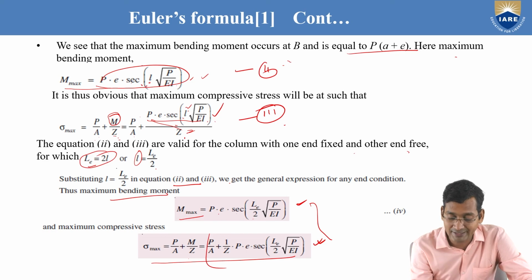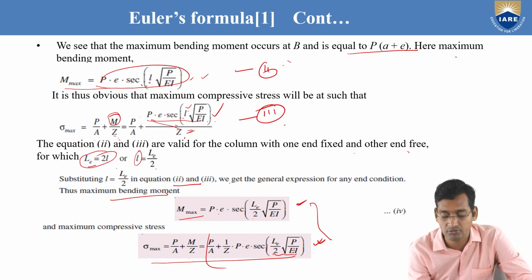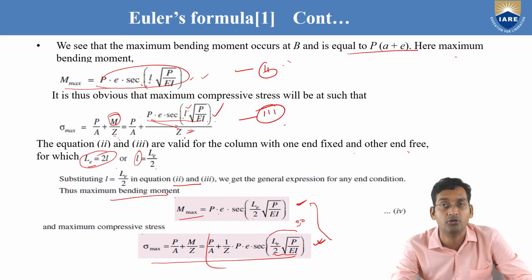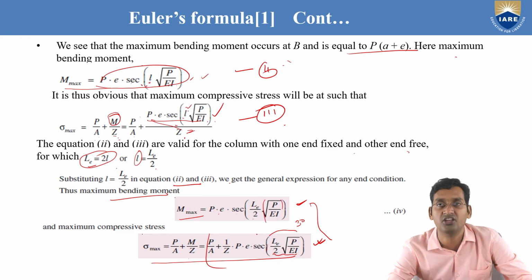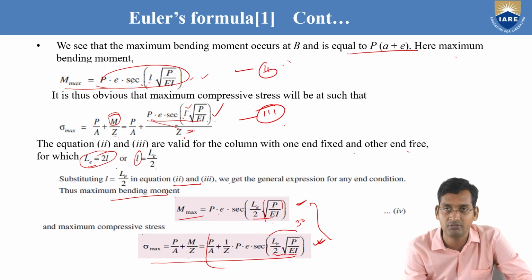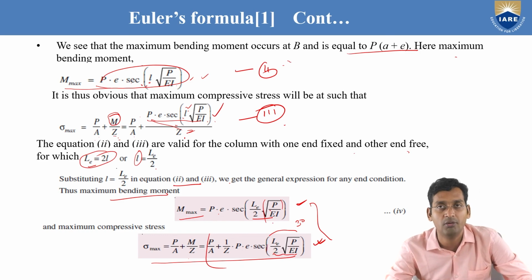So when you are writing this, make sure this should be there in the bracket. Why? Because this total is the argument. Whatever the value, you will get the secant of that one. Suppose you are getting this value as 30, then secant 30 value you have to write. So put proper bracket. It's not that the secant value and LE by 2 just get multiplied. No, LE by 2 is not getting multiplied with the whole. LE by 2 will get multiplied by what? Root P by EI only. And whatever you get after multiplying, secant of that value you have to take.